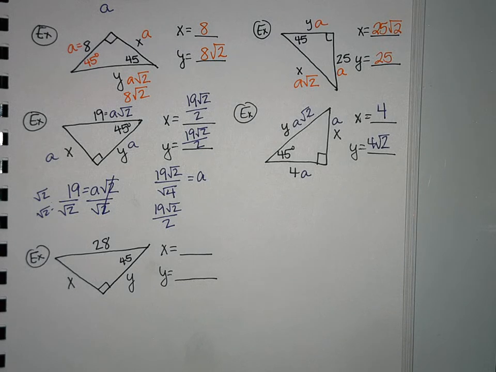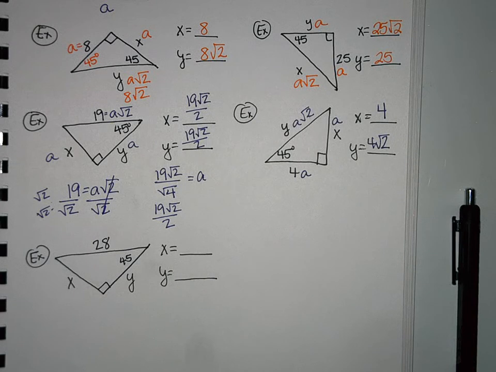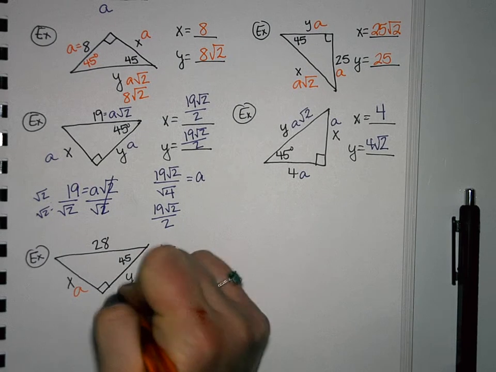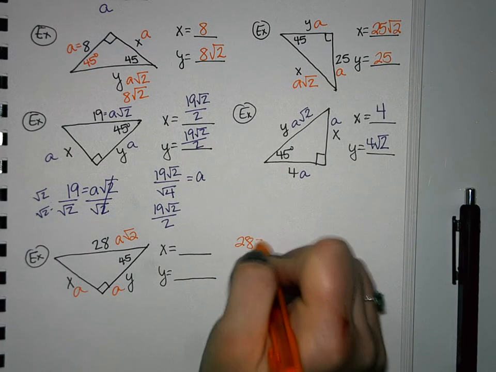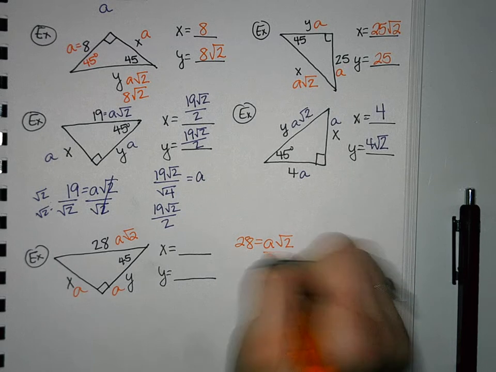Okay, the last one we have here, again, start off by labeling a's and a root 2. So which ones are a and which ones are a root 2? X and y are a, and 28 is a root 2. Okay, so on this one, again, all we know is the hypotenuse. So this is going to be like the third example here. We're going to take our hypotenuse and set it equal to a root 2 and solve for a.